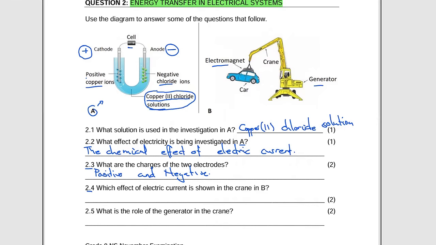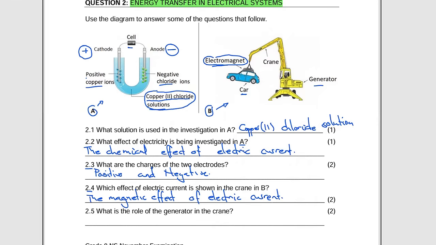Then 2.4 is there. Which effect of electric current is shown in crane B? So now we're focusing on diagram B there. So 2.4 says, which effect of electric current is shown in crane B? Can you see there, we're using an electromagnet to lift this car upward? So our answer there is going to be the magnetic effect. So for 2.4, I'm going to say the magnetic effect of electric current. So that's what we're using there.